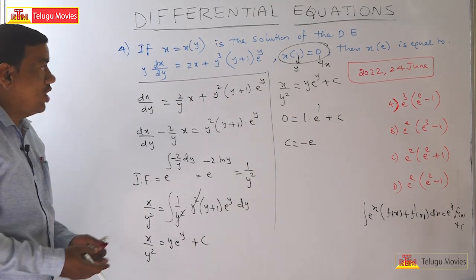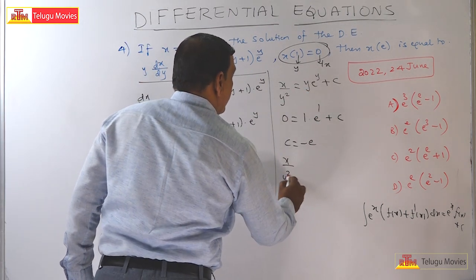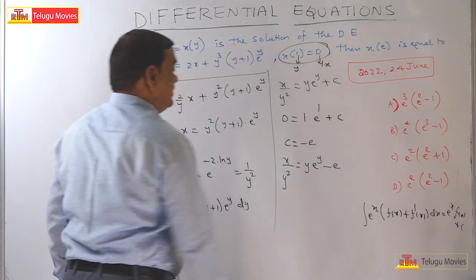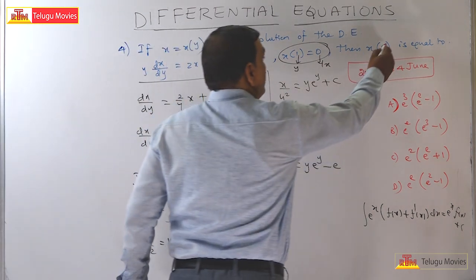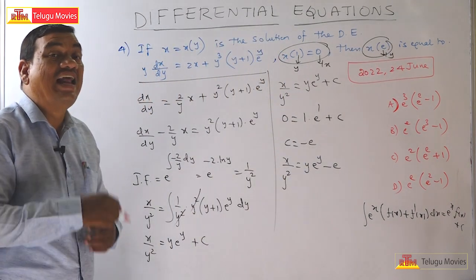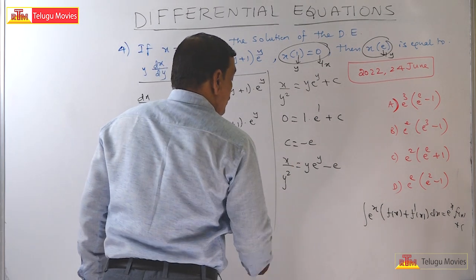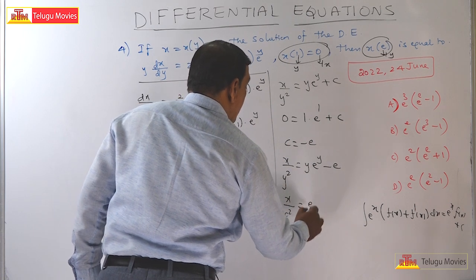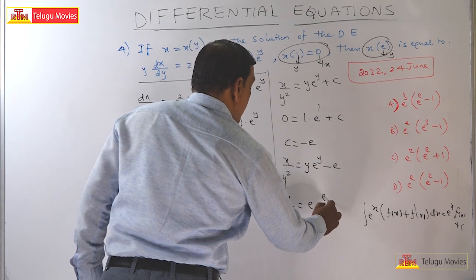C is equal to minus e. So wherever c is there, substitute it here. x by y square is equal to y into e power y, with the c value as minus e. Nice, very nice. Now we have to find out x of e. x of e means the y value is e. Wherever y is there, substitute e. So x by e square is equal to e into e to the power of e minus e.